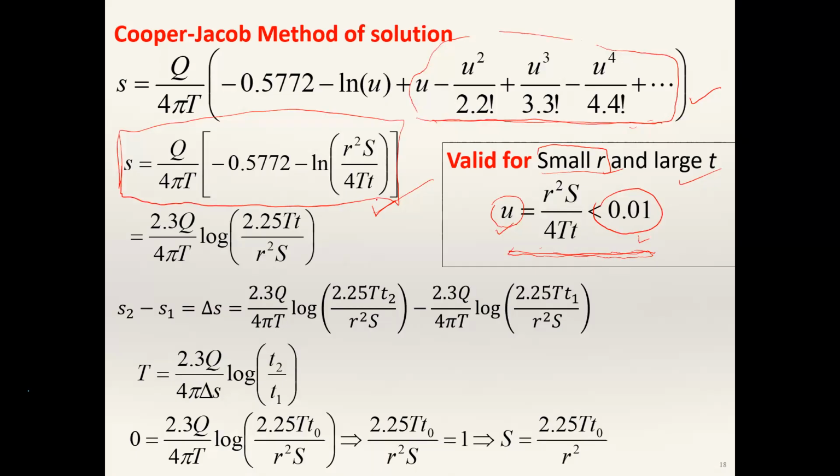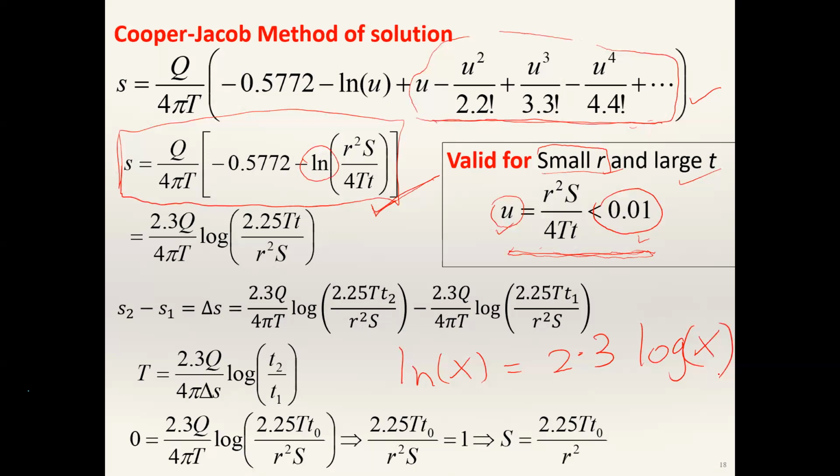Now, suppose that we have this condition satisfied. Then we work with this simplified equation. Here we have the ln. What Cooper and Jacob did, they wrote the same equation in the log form. So what is the relationship between ln and log? Anyone? If you write ln of any value, let's say that value is x, that is equal to 2.3 times log of the same value.